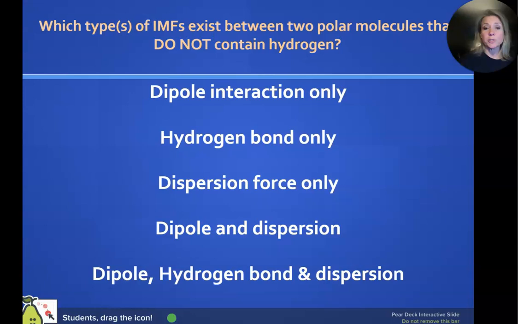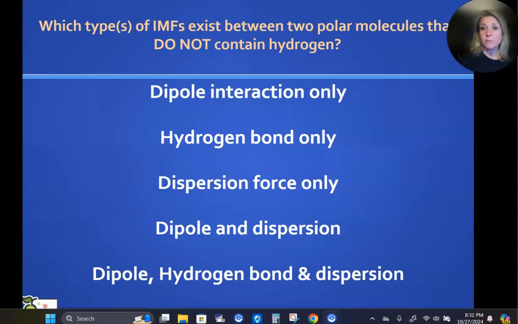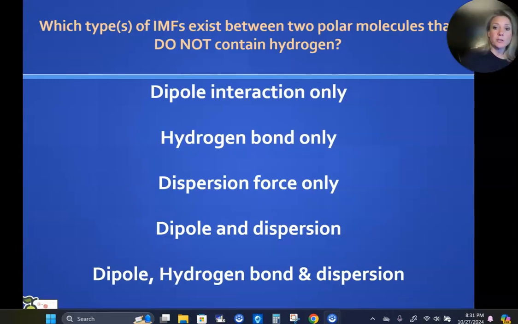Next, which type or types of IMFs exist between two polar molecules that do not contain hydrogen? So now here's your clue. No hydrogen, and yet they're still polar. All right, if you guessed dipole and dispersion, then you would be correct. So dipole because they are polar, and dispersion because dispersion exists between all molecules. But you shouldn't have chosen hydrogen bond because there's no hydrogen in this molecule, and you've got to have hydrogen in order to have hydrogen bonding.